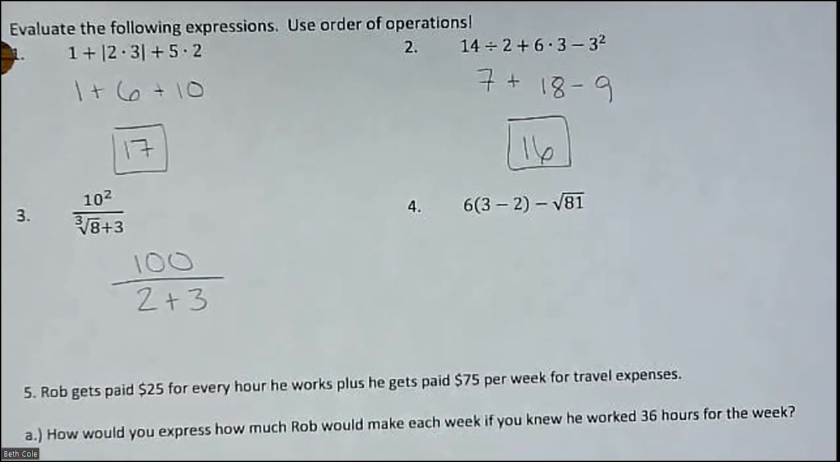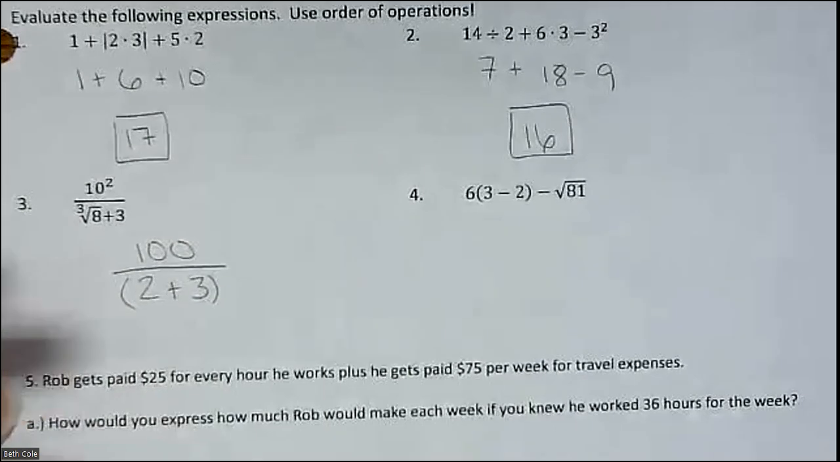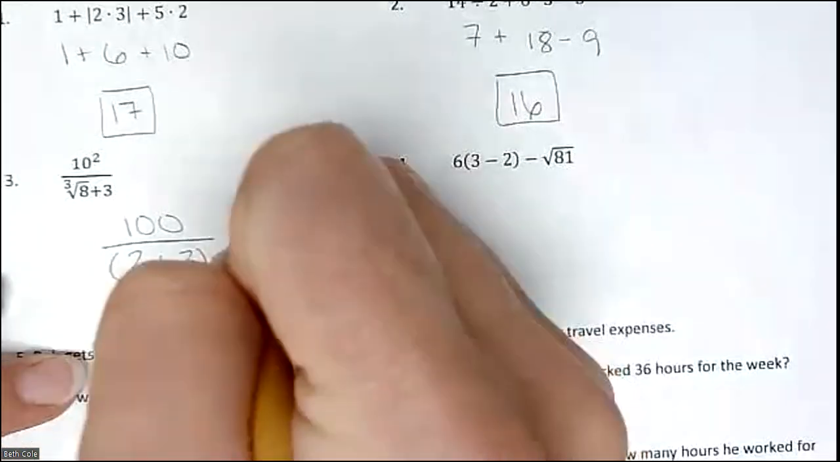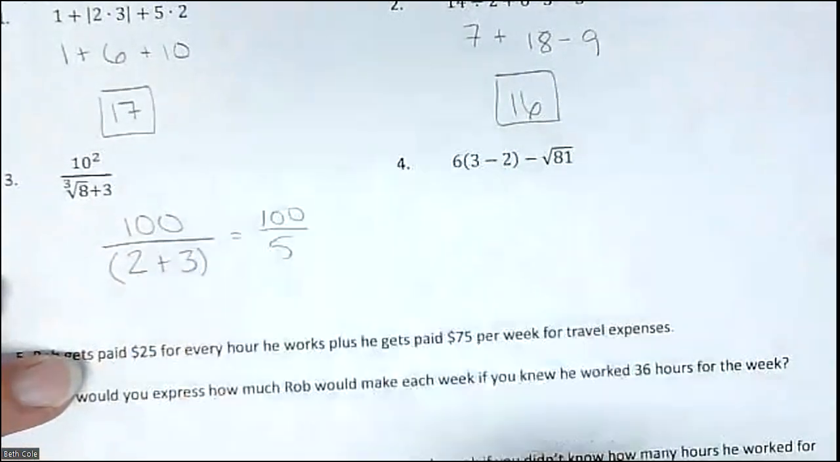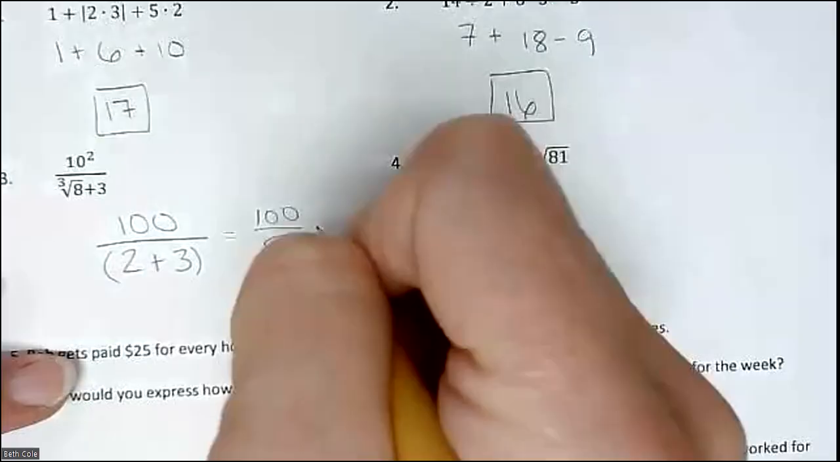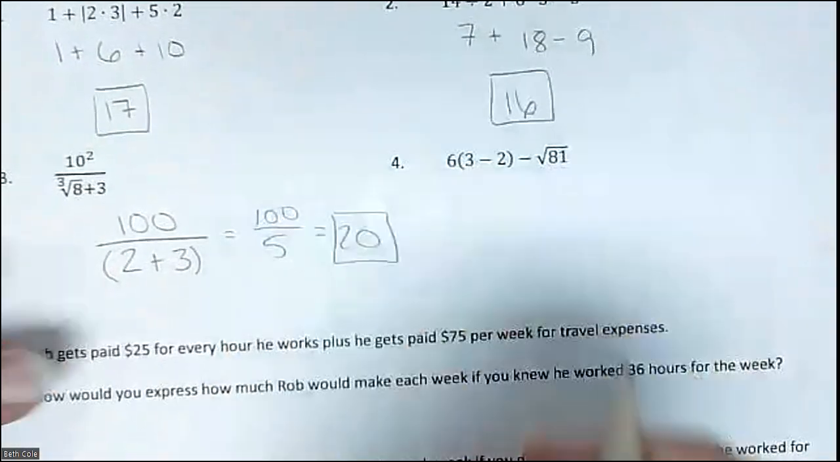So which part of that would we do next for the order of operations? Yeah, because it's grouped together in the denominator. If you want to give it a hug, you can. That's what I call the parentheses. You can give it a hug. So this would be 100 divided by 5, which would give you 20.